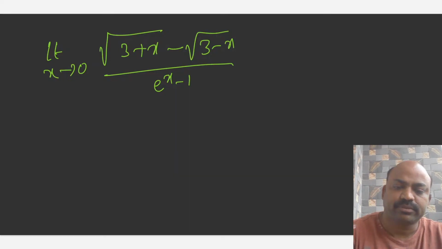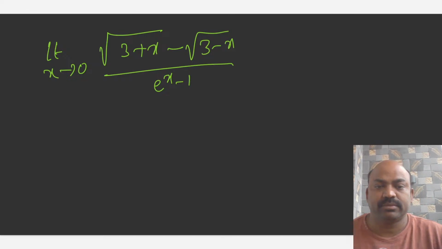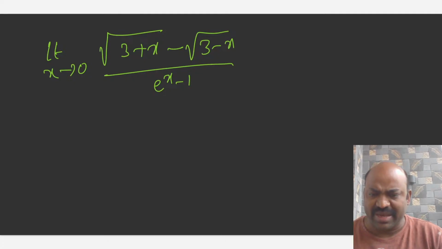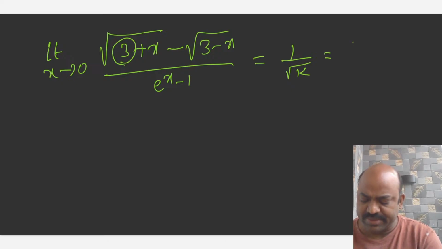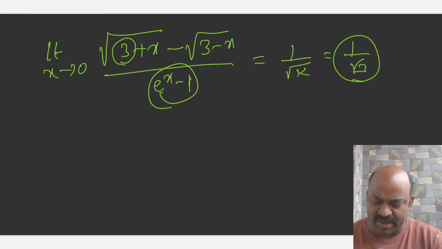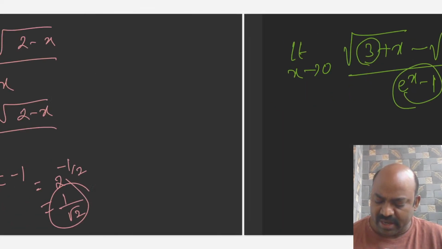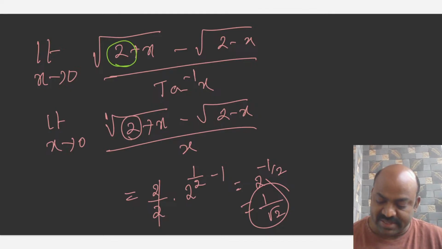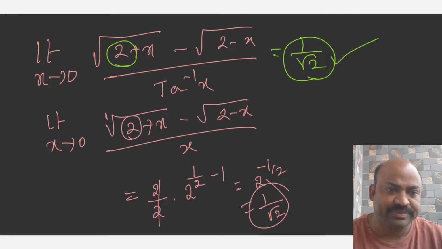Anyone? Very simple, direct answer, dear. Whatever k is there, take 1 by root k. So the answer is 1 by root 3. Why? Because this guy is becoming x only, no? Standard limiting case. So the answer is whatever k is there. That's it. Clear?